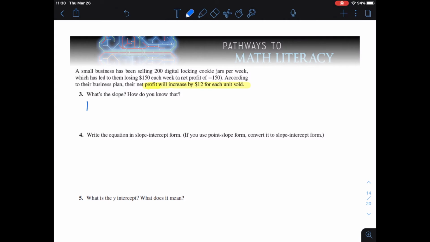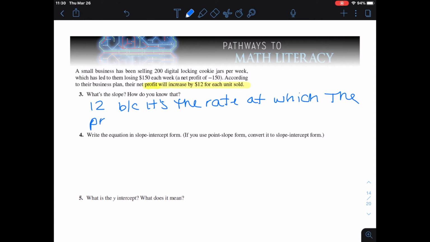The slope is $12 because it's the rate at which the profit increases per unit sold.